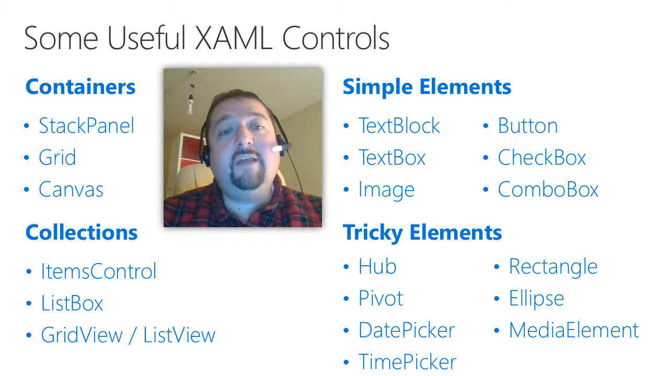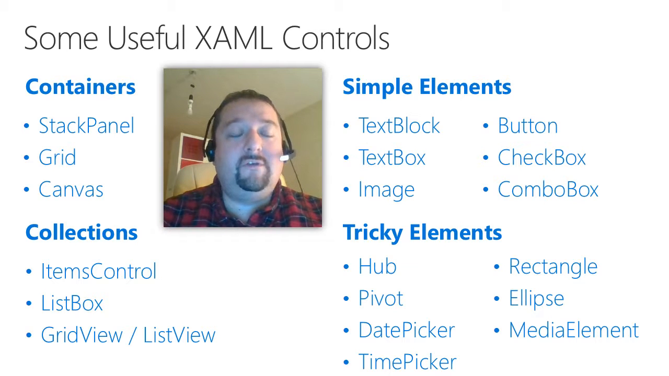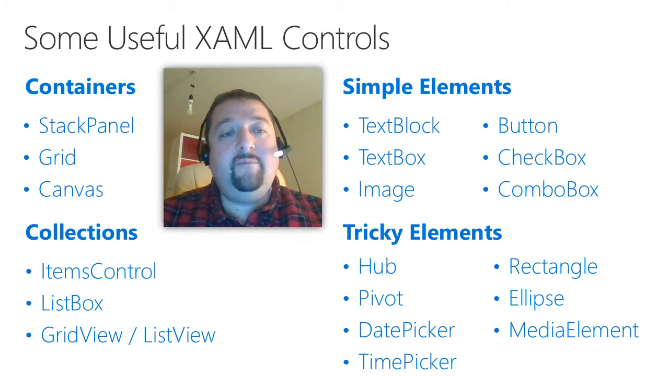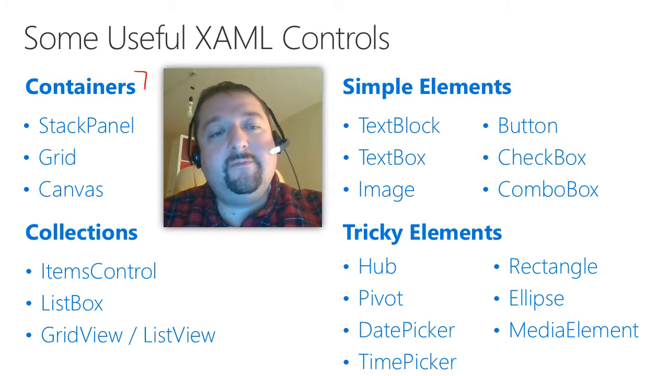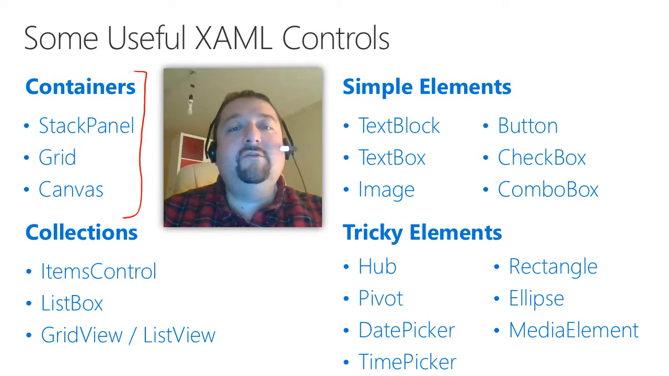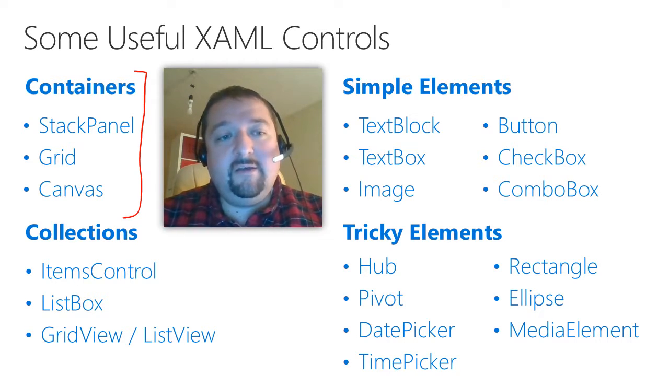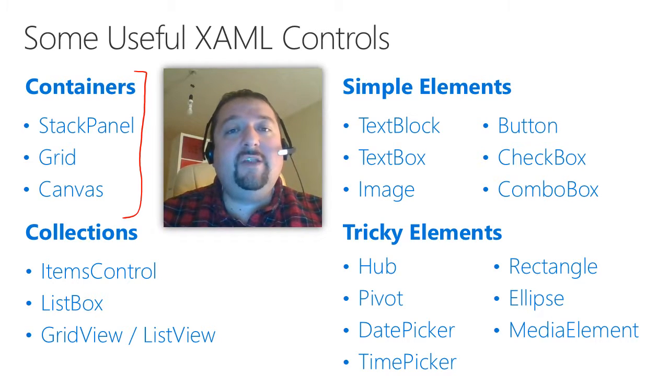There are several types of different XAML controls. Let's talk about them for a second. First of all, there are containers. What containers do is they allow you to place different elements inside themselves, and they know how to position those elements. For example, grid allows us to create a sort of table and position elements into rows and columns, and StackPanel allows us to simply position one on top of the other.